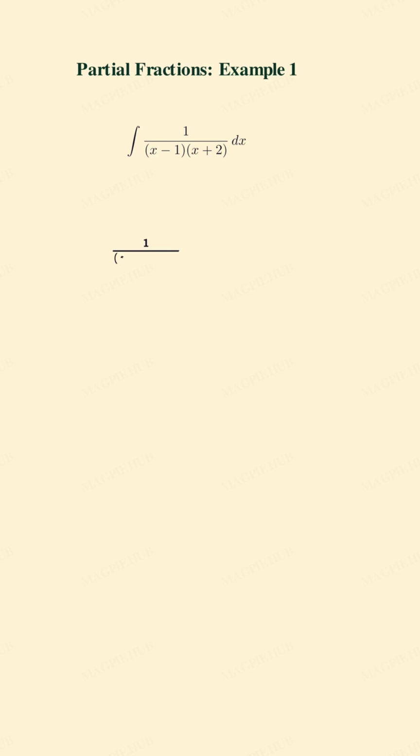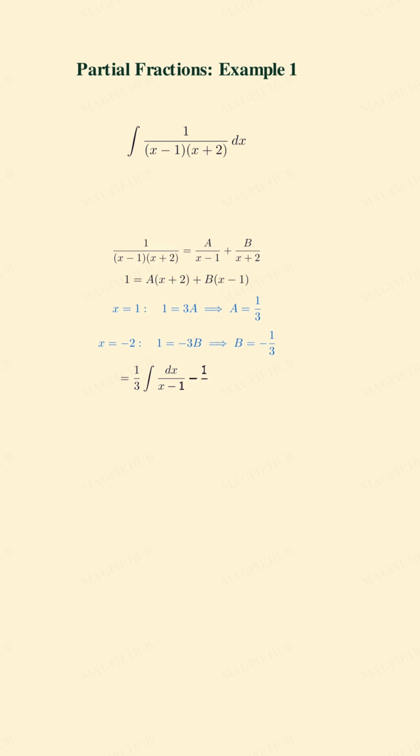Example 1, find the integral of 1 over (x minus 1)(x plus 2) dx. We decompose into a over x minus 1 plus b over x plus 2. Multiplying both sides by the denominator, 1 equals a(x plus 2) plus b(x minus 1). Putting x equals 1, 1 equals 3a, so a equals 1/3. Putting x equals negative 2, 1 equals negative 3b, so b equals negative 1/3.